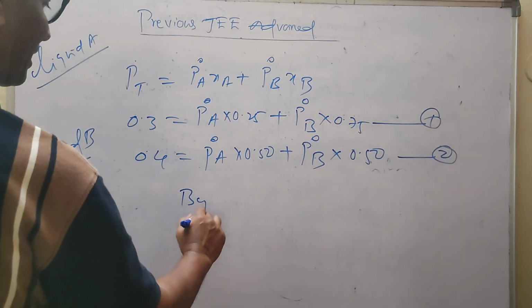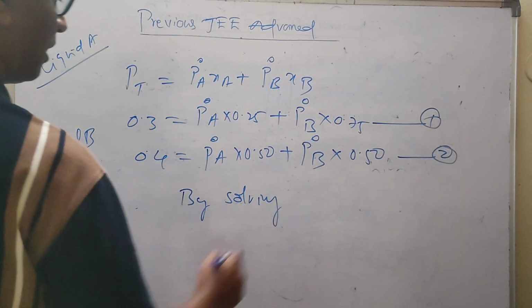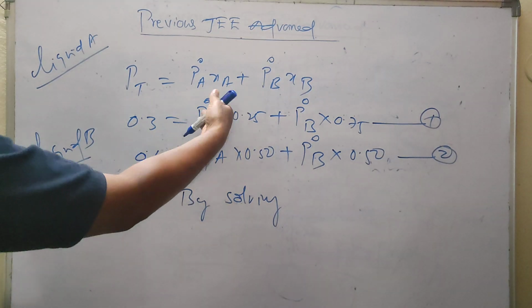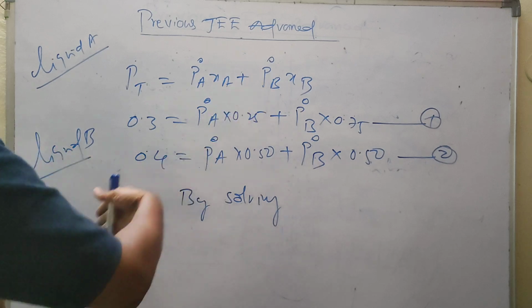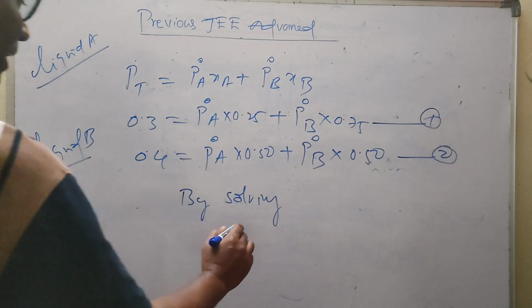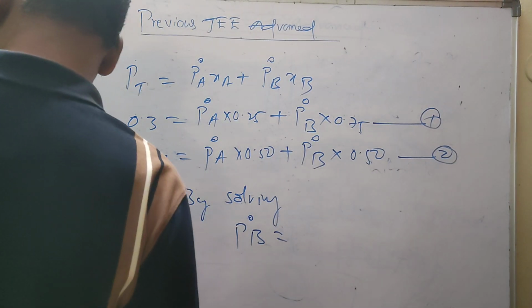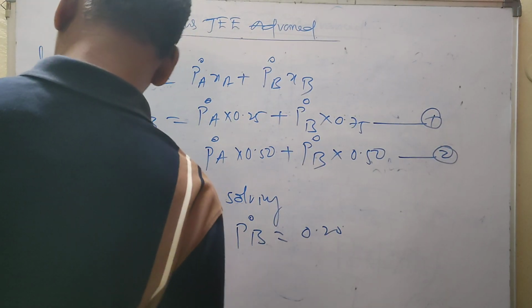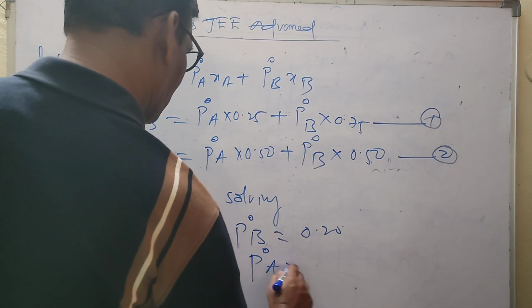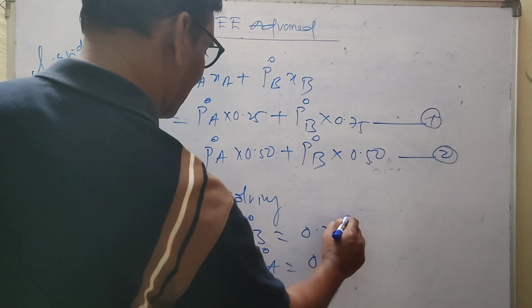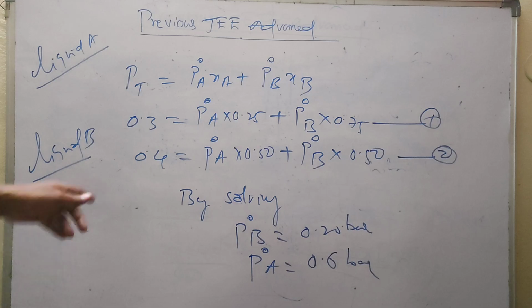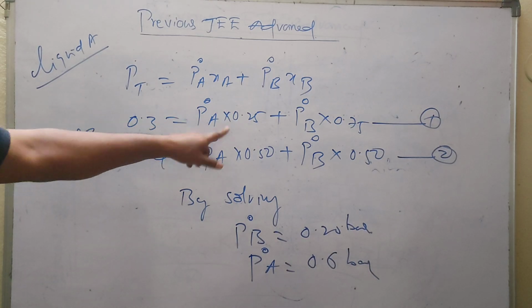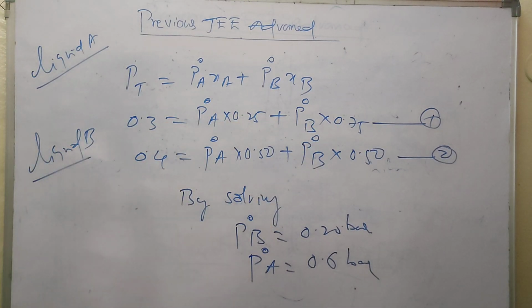By solving, I am writing here, you just afterwards you solve yourself. By solving means you just multiply by the suitable digit and cancellation is going on. By solving, P naught B is equal to 0.20 and P naught A is equal to 0.6. This is bar actually. Okay now? Solving process, you just multiply with respect to 2 here. Automatically it is cancelled here. The PB value you are getting. Once you get the PB value, automatically P naught A you are getting.